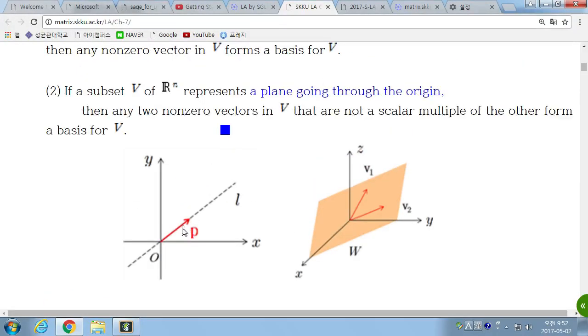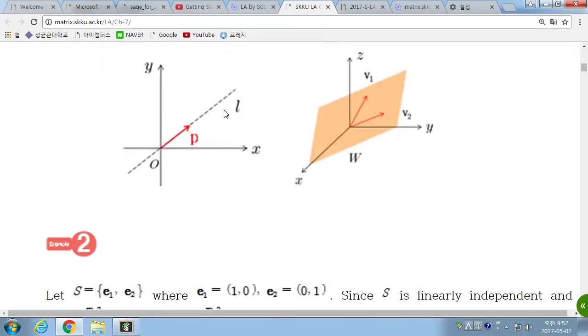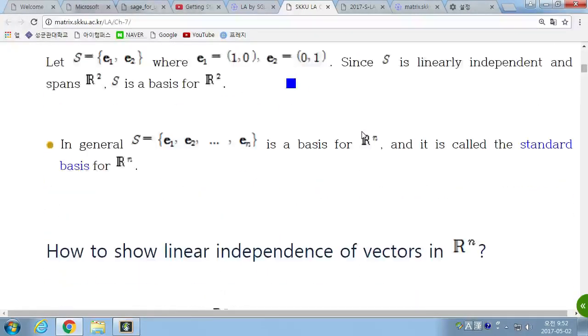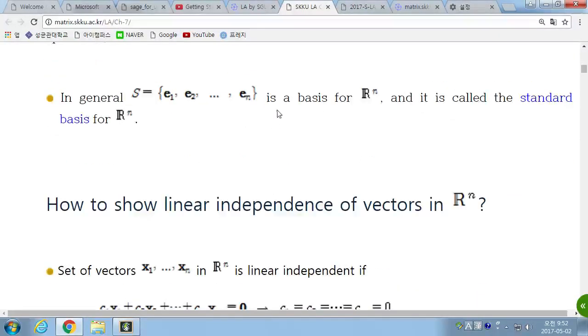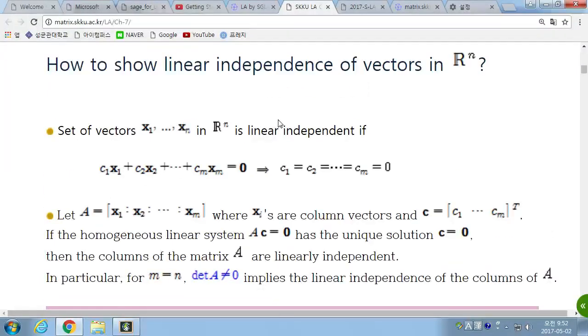There are examples of basis. For a line, any non-zero vector on the line forms a basis for the subspace of the line, and any two linearly independent vectors on the plane form a basis for the plane. And the standard vectors E1, E2, En form a basis for Rn because they are linearly independent, and the linear combinations of those standard vectors form any vector in Rn.